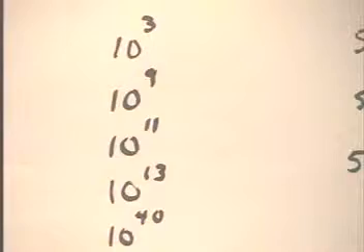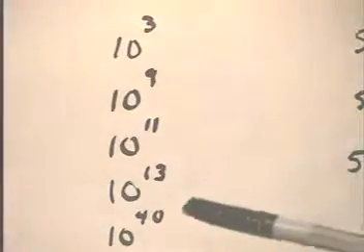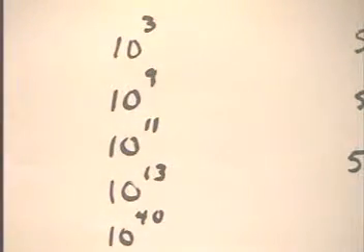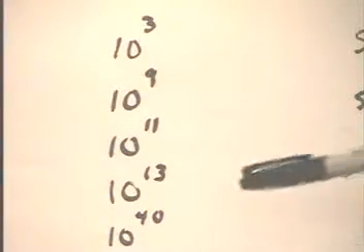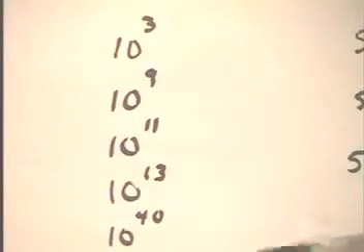It turns out, of course, that 10 to the 40th is an inconceivably large number. If we had that many dollars, our dollars wouldn't be worth anything. 10 to the 40th is kind of like the number of drops of water in the ocean, or the number of grains of sand in the Sahara.